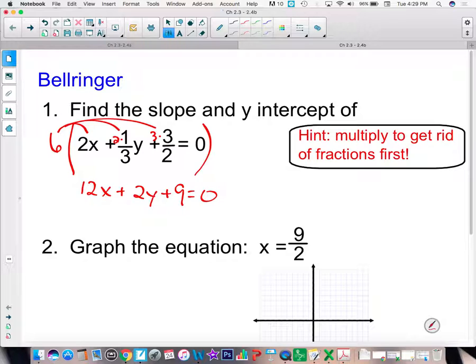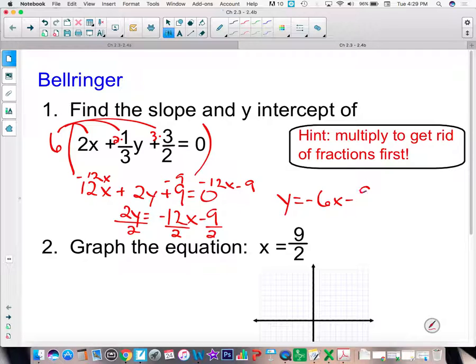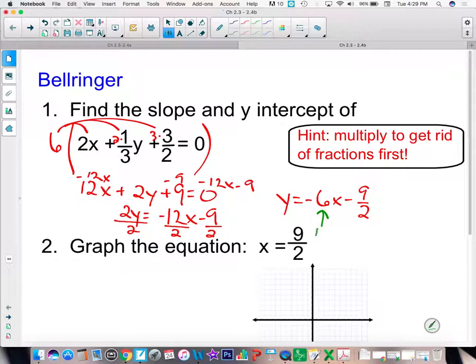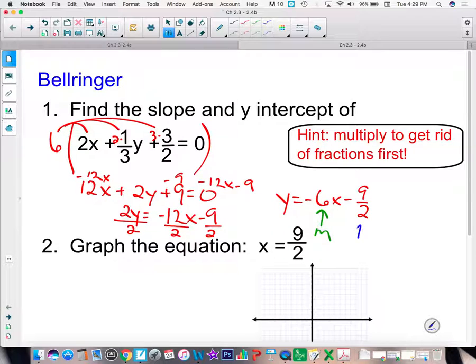Now we've got to solve for y. So move the x over and move the 9 over. So subtract 12x, subtract 9. You get 2y equals negative 12x minus 9. And the last step is that we should divide everything by 2. So our final answer is negative 6x, because 12 divided by 2 is 6. We have the negative out front, minus 9/2. All right, so our slope is negative 6, y-intercept is negative 9/2.